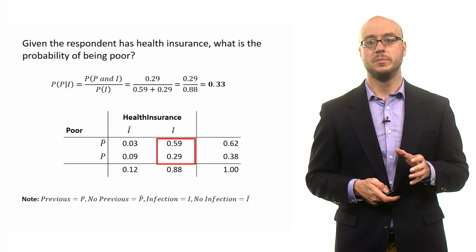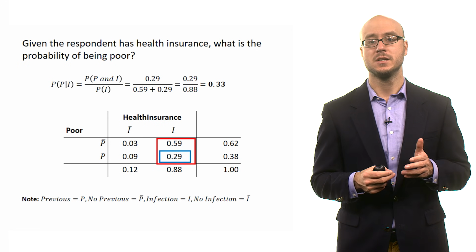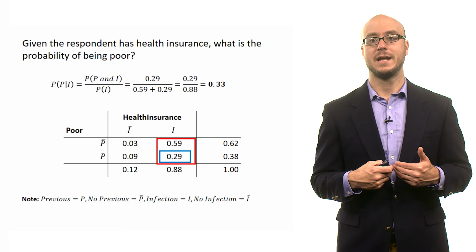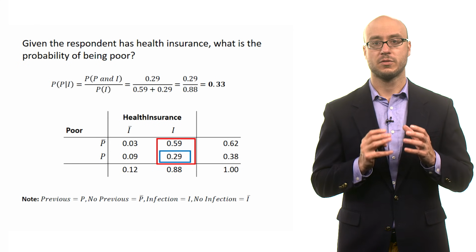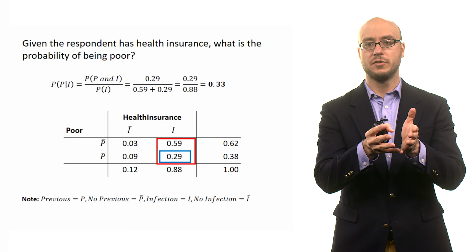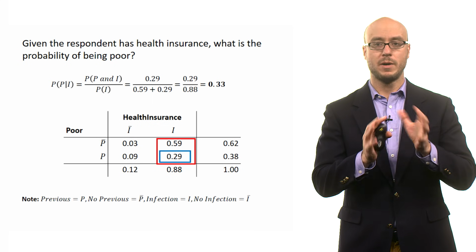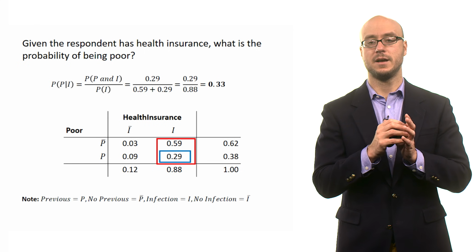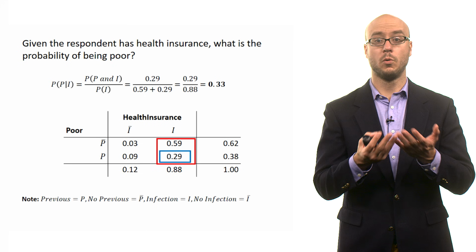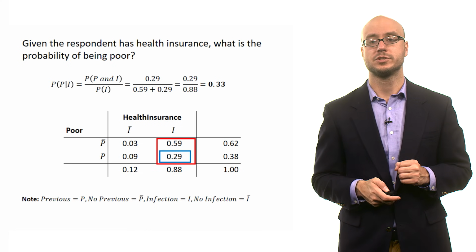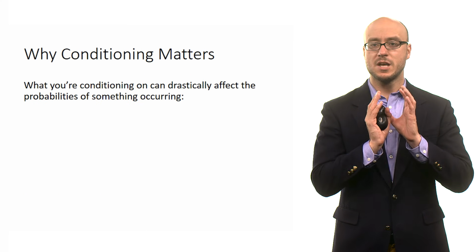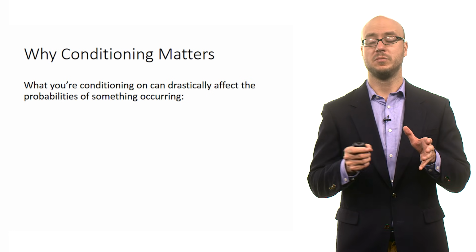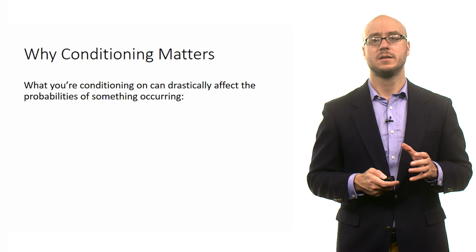But the joint probability is, again, 0.29. So the probability of P given I is 0.29 divided by 0.88, and we get 0.33. So given a respondent has health insurance, what is the probability of being poor? About 1 out of 3. You're less likely than not to be poor given that you have health insurance. This emphasizes why conditioning matters, because these 2 quantities, the probability of I given P and the probability of P given I, are not the same.